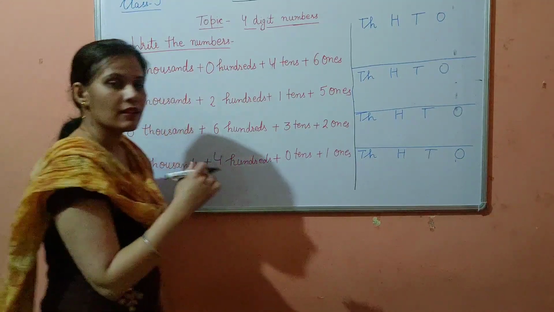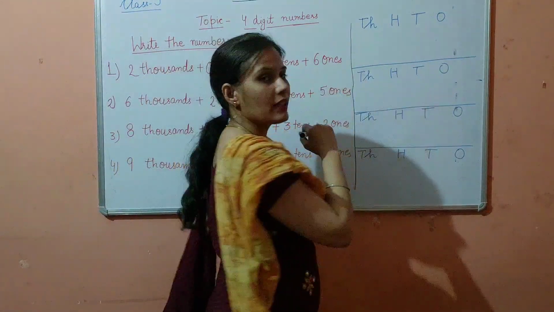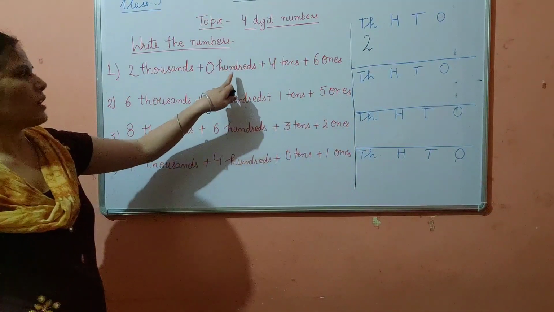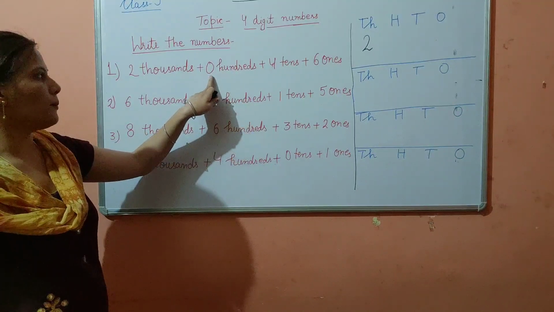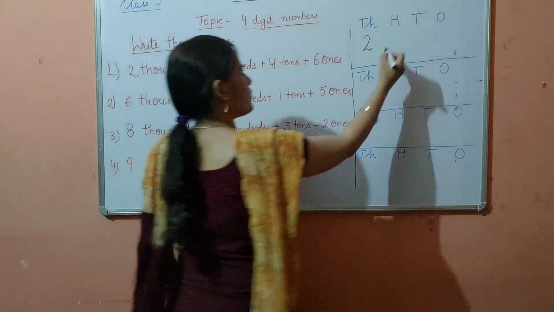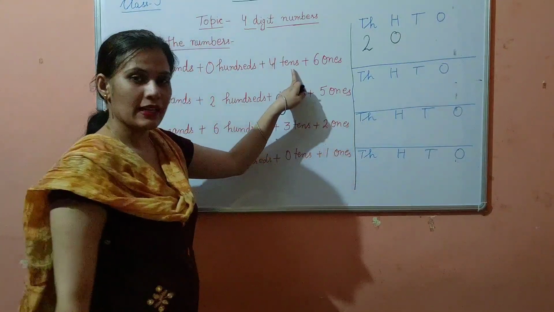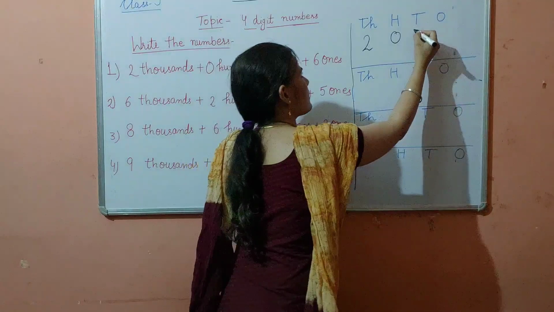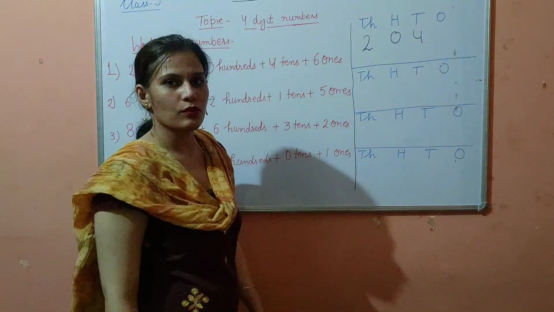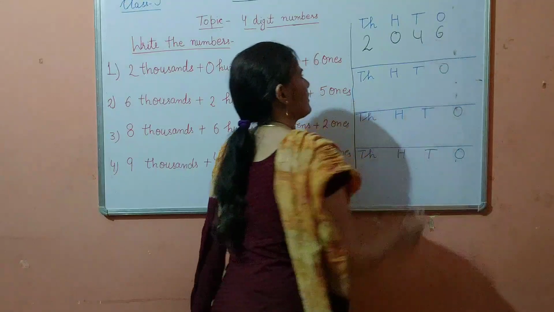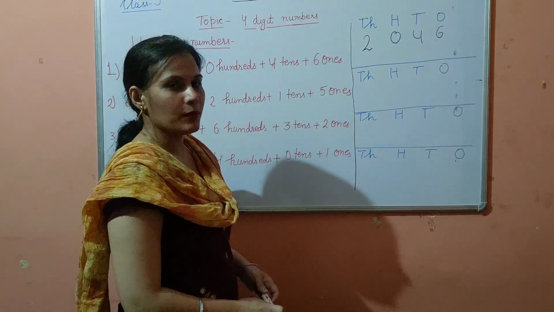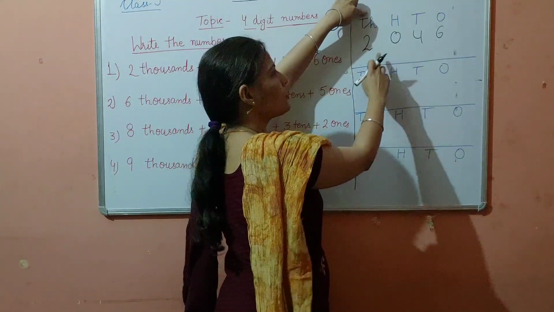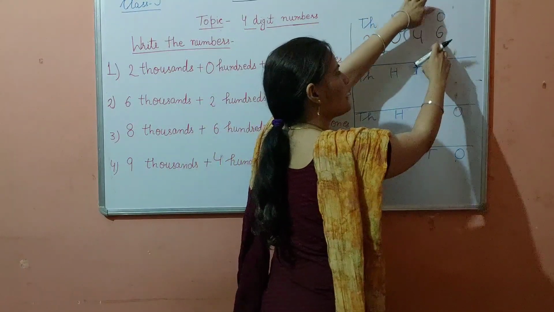2000 means 1000, where will 2 come? At the 1000 place. On 100 place, what will become? 0. On tens place, what number will become? 4. And on ones place, 6. Then you can easily read the number 2000. There is no 100 place. 2046.